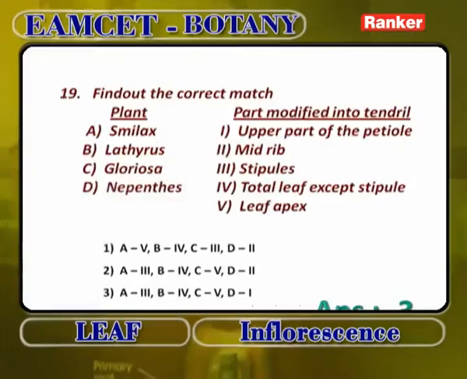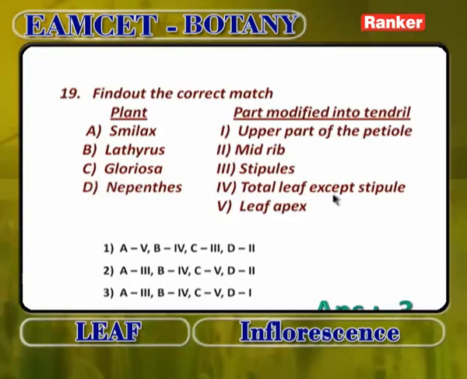Find out the correct match. Smilax, for this the answer is 3. A3 type: Smilax part modified into tendril. In Smilax, stipules are modified into tendrils. Lathyrus: total leaf except stipules is modified into tendrils. Why? Because the stipules are broad, expanded, leaf-like stipules which perform photosynthesis.